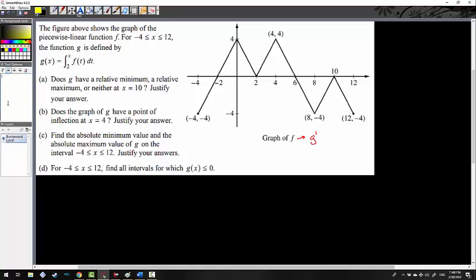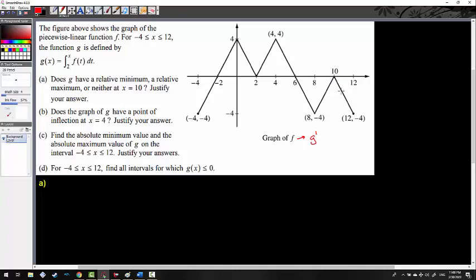Part A. In fact, the first few questions are a bunch of typing. Part A just says, does g have a relative min, max, or neither at x equals 10? And justify your answer. Well, at x equals 10, that's right here. And I know what you're thinking. It's totally a max because we're going from up to down. It looks maxy right there.